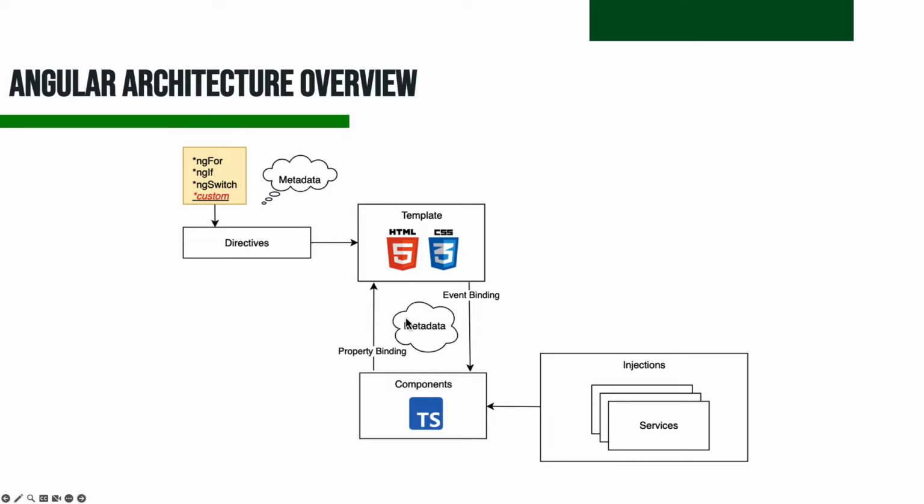Then we have data binding. Angular provides various types of data binding mechanisms such as interpolation, property binding, event binding, and two-way binding. These mechanisms allow for seamless synchronization between the components, data, and the UI.